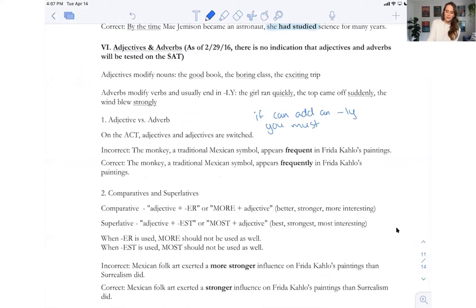And here, it is okay to rely on what it sounds like when you are deciding whether or not to add an "-ly." So this is probably the only part of SAT grammar that I would say it's okay to rely on, does it sound better, versus relying on an actual grammatical rule.